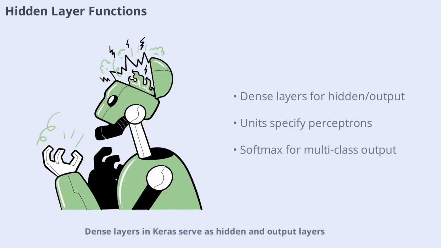Dense layers in Keras serve as hidden and output layers. The units parameter specifies the number of perceptrons in a layer. Activation functions like ReLU are used in hidden layers to help the model learn complex patterns. The output layer uses Softmax for multiclass classification, selecting the class with the highest probability.